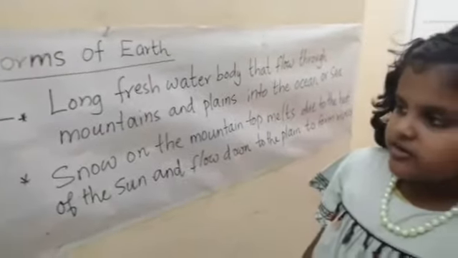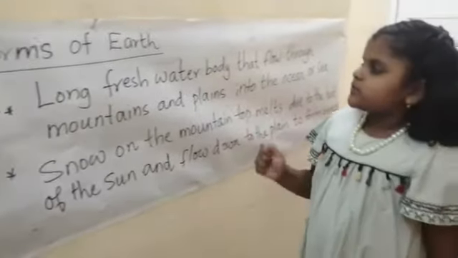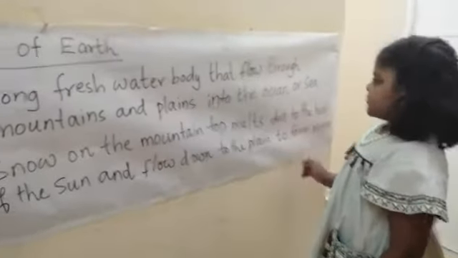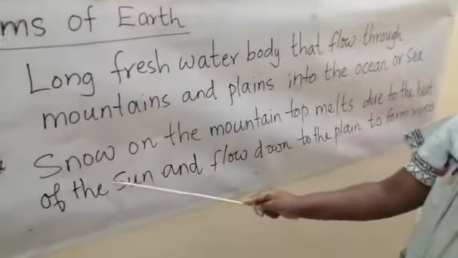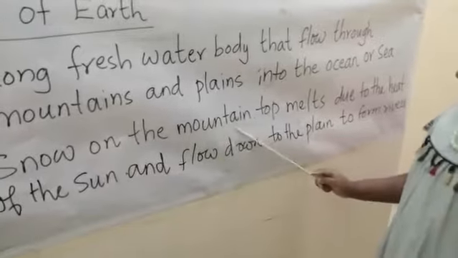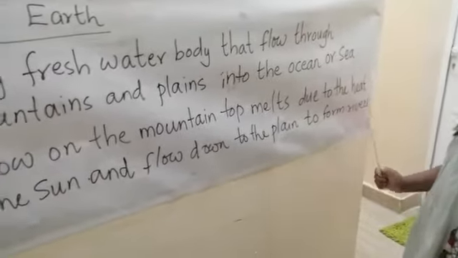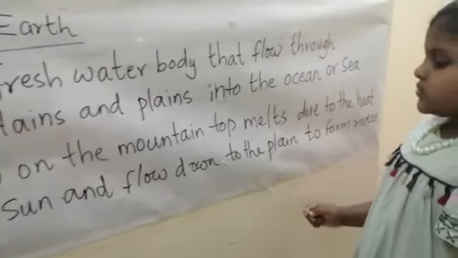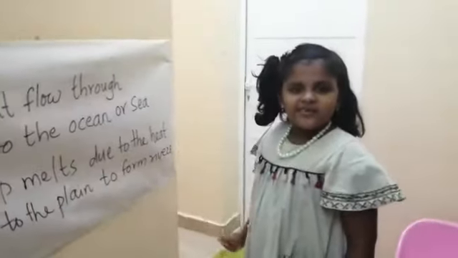Next, the waterform we are going to learn is the rivers. Rivers are long fresh water bodies that flow through mountains and plains into the ocean or sea. Do you know how a river is formed? Snow on the mountain top melts due to the heat of the sun and flows down to the plains to form rivers.